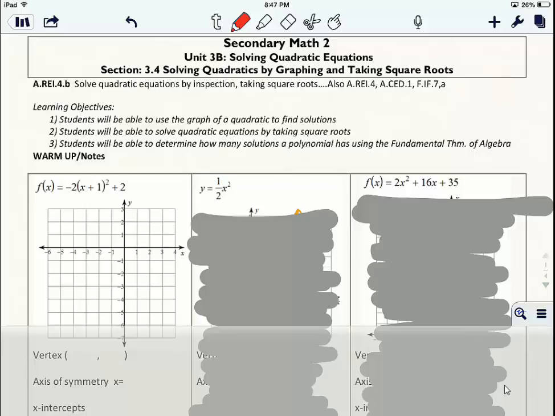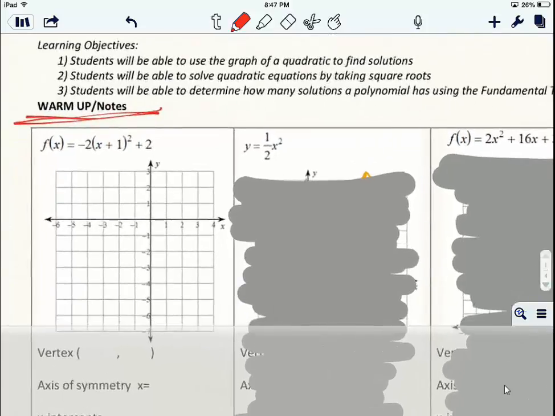This is section 3.4, solving quadratics by graphing and taking the square roots. We're going to start with the warm-up. You should all be able to do this already, but if you can't, I'm going to get you started.